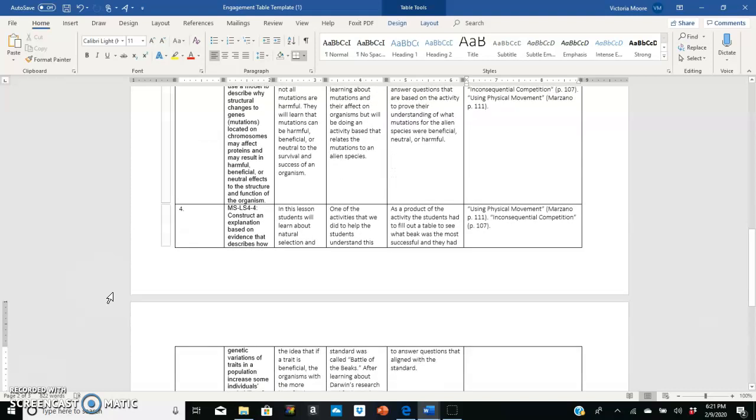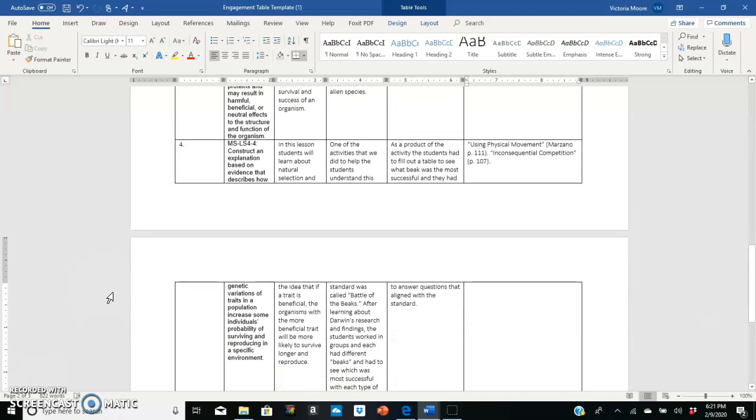So the next one is MS-LS4-4. Construct an explanation based on evidence that describes how genetic variation of traits in a population increases some individuals' probability of surviving and reproducing in a specific environment. So in this lesson, the students learned about natural selection, essentially, and the idea that if a trait is beneficial to the organism's survival, the organism is more likely to live longer, to reproduce, and all of that. And so we did the Battle of the Beaks for this.